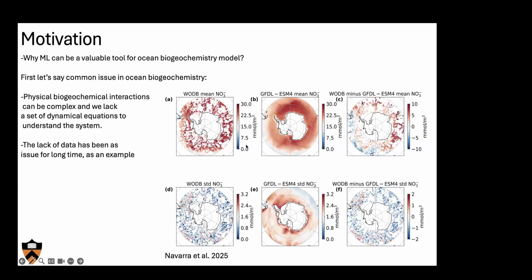Now, understanding this process has been challenging for many years because of essentially the lack of data. For example, as you see in panel A in this figure, these are the data available from the World Ocean Database for nitrate. And usually, because of this lack of data, the climate community has relied a lot on model simulations, like this GFDL ESM4 simulation. However, they still have bias. We want to find a way to actually improve our knowledge without relying on the simulation.